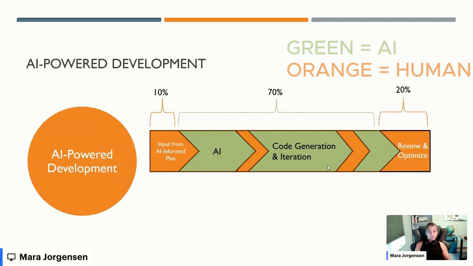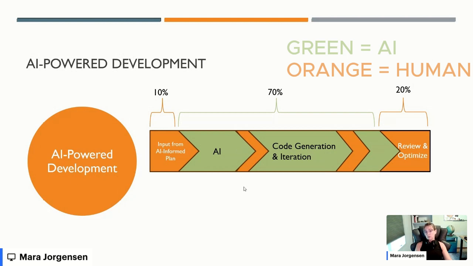So again, AI-powered development is going to save engineers a great deal of time, and you can have multiple threads working at once. So this is not like a linear, every person is saving 70% of the time, but you get the idea.